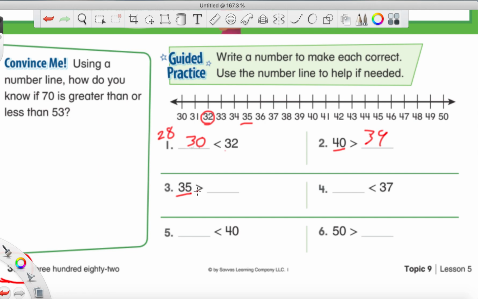The alligator just wants to eat the 35. He doesn't want the other number, which means the other number needs to be smaller. So what number is smaller than 35? Well, we could put 34. That works.